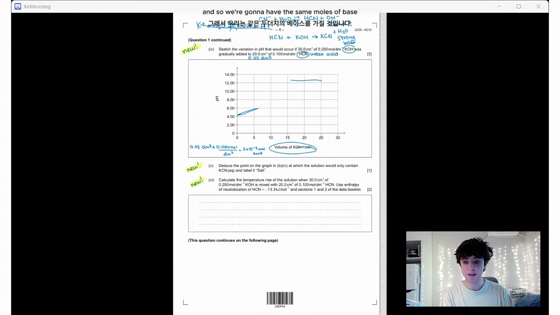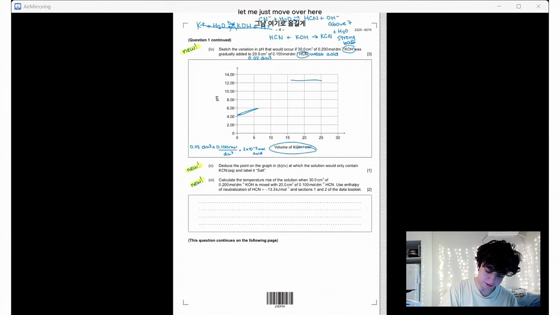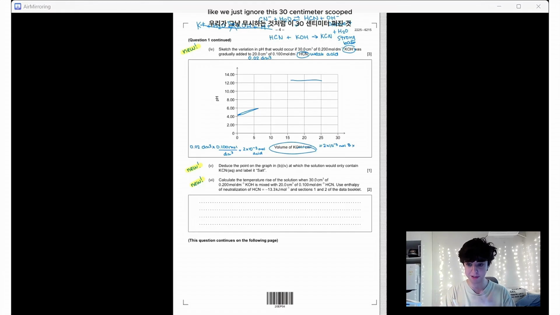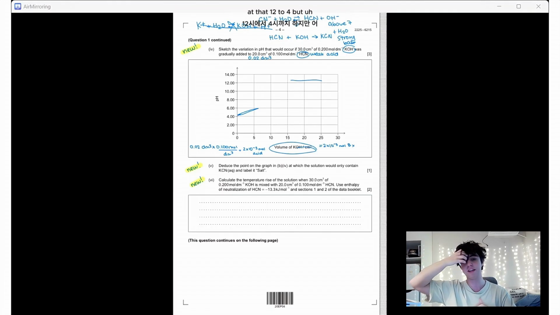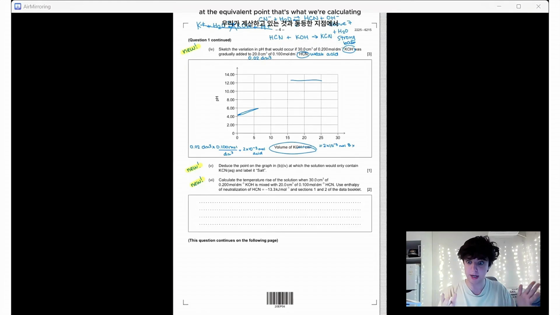And so we're going to have the same moles of base. If you have 2 times 10 to the negative third moles of acid, at the equivalence point, you are going to have 2 times 10 to the negative third moles of base. And then since you have the concentration of base, we just ignore this 30 centimeters cubed because it feels like something that you may use. However, that's just how much you have in your burette, you don't have to use all of it to reach the equivalence point. Eventually you will, and that's why that second half is flat at that 12 to 14. But at the equivalence point, that's what we're calculating, right?